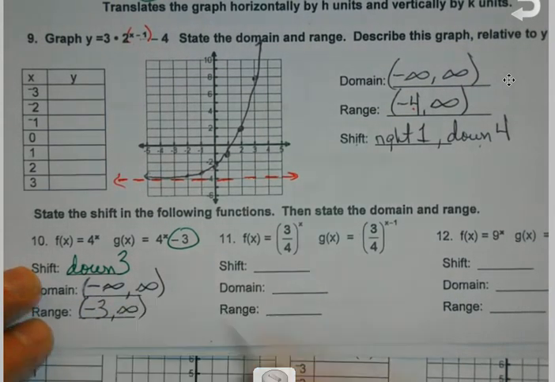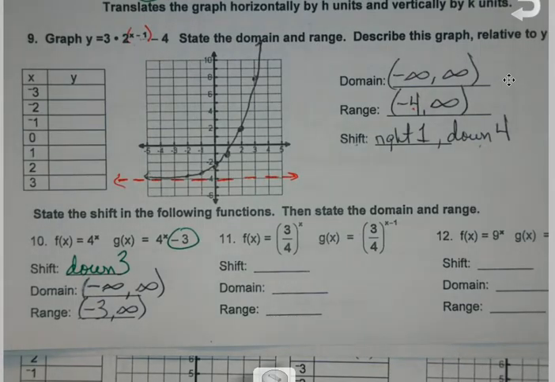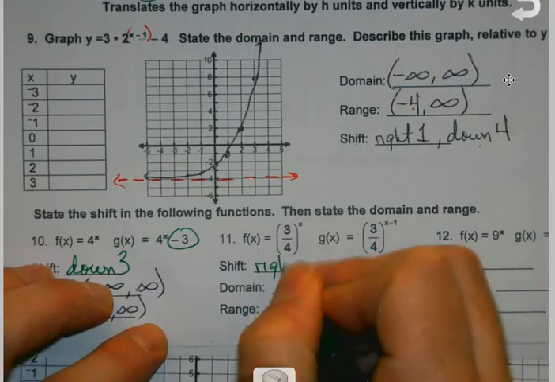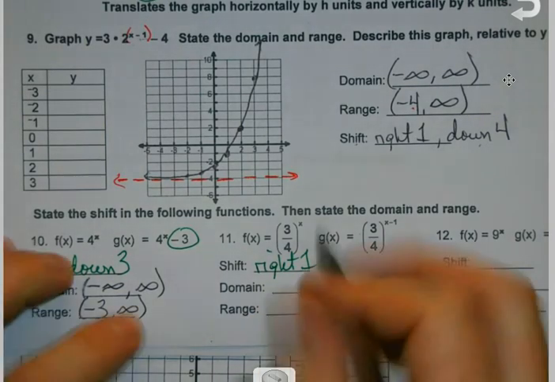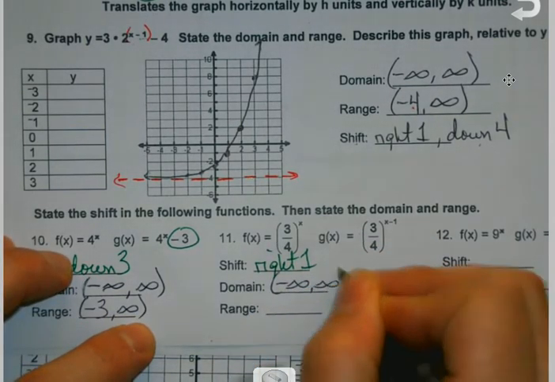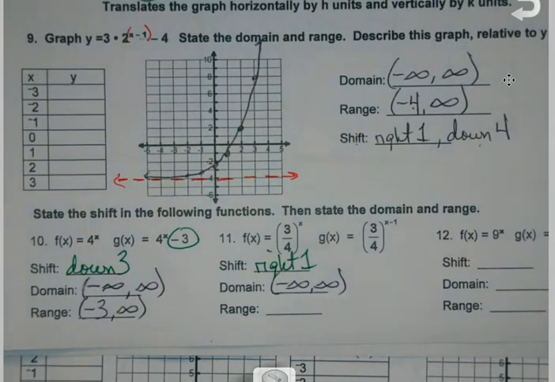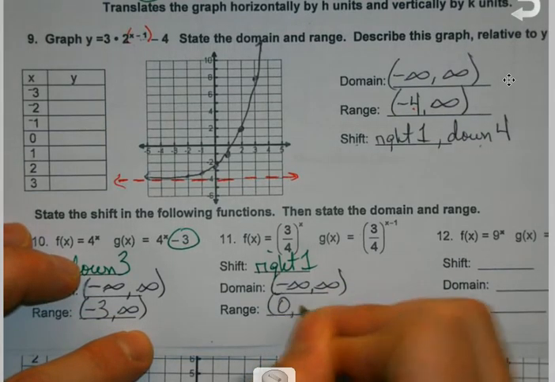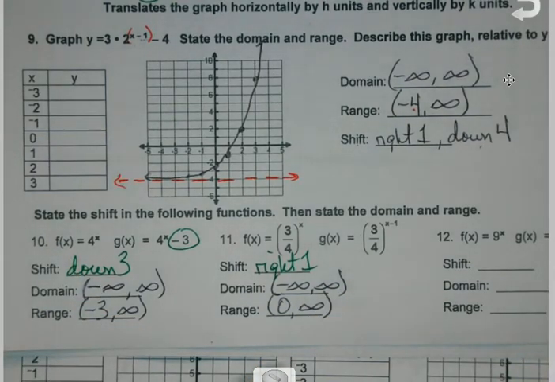Because any up or down shift moves my range. Now, does that mean my range is going to change every time? No. So, if we go to 11, I see that minus 1. That's the difference. What shift does that minus 1 represent? Right 1. Because again, up in the exponent is left and right. Again, doesn't change my domain a bit, but does that change my range? Not a bit. So if my range doesn't move, my range is still at 0 to infinity.